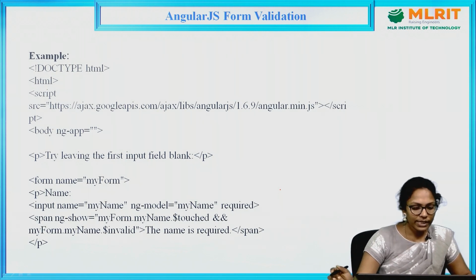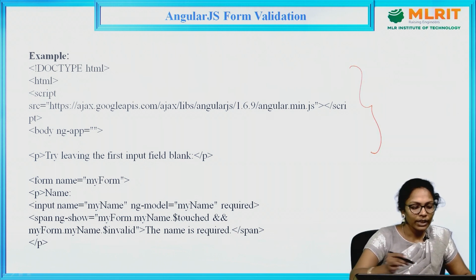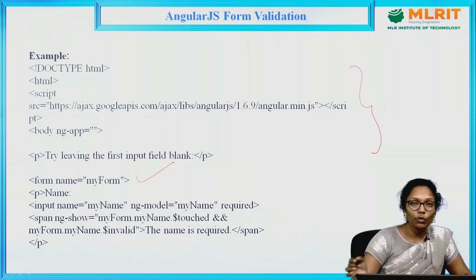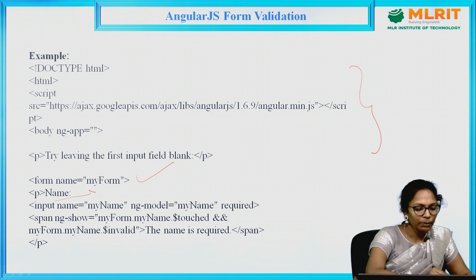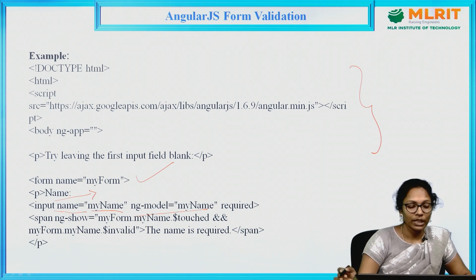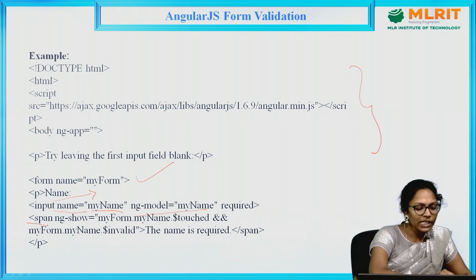So we'll see one example here. Here we know this is common. Now I'm giving the name of the form as my form and creating a text field. Here the type of the field is text. Now for this I'm giving the name as my name. The model name is also the same. So what I'm doing, I'm using a span tag.